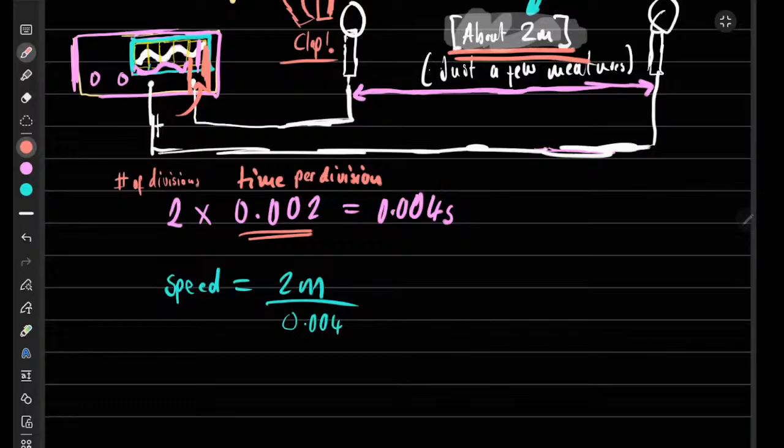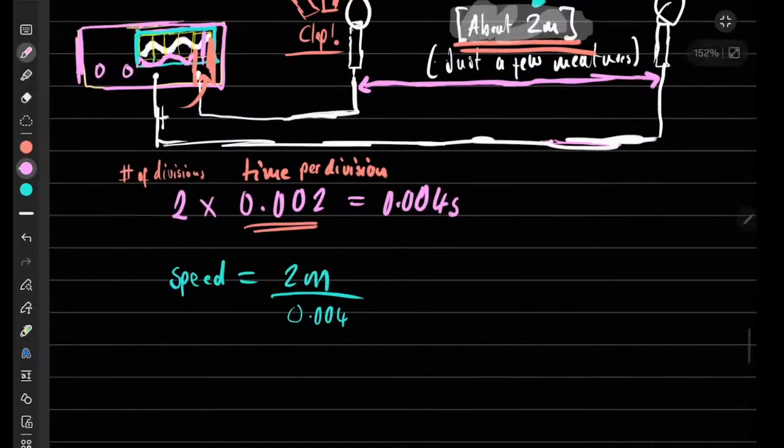Yes, it will be represented by the second wave. So you check the time between the two waves. You know the distance between the two waves. You need to check the time between the two waves, and you divide them. Speed will be equal to, yes.